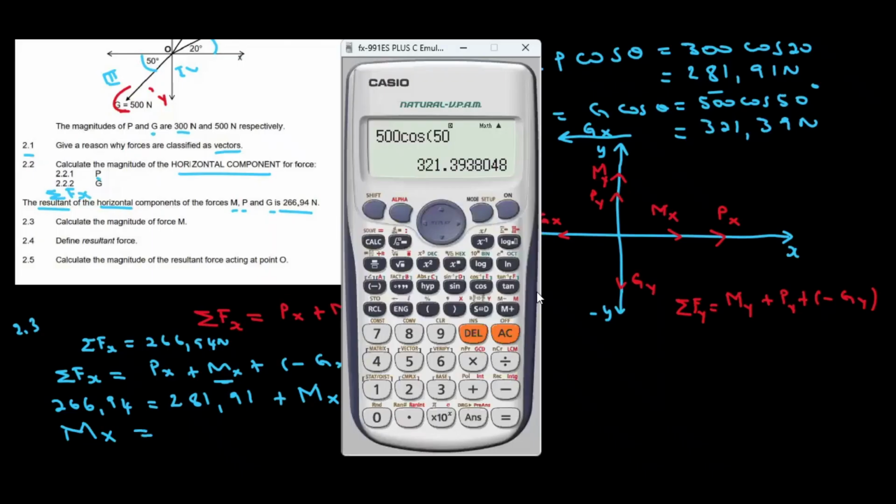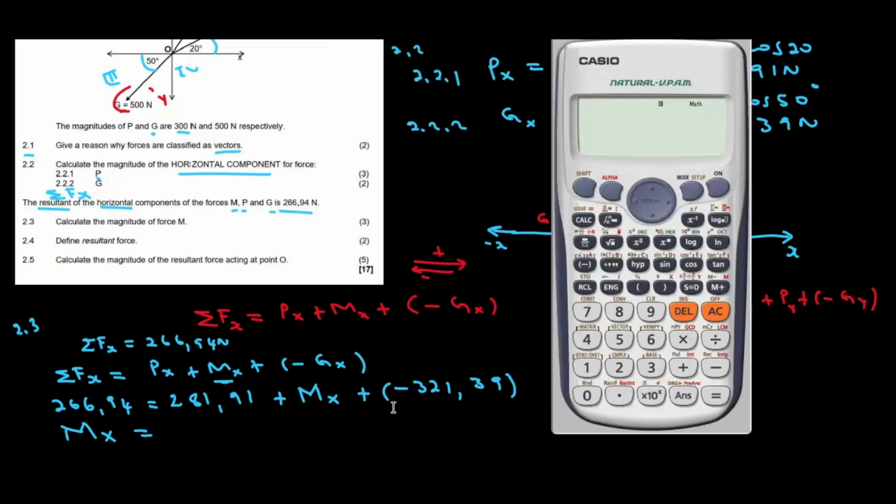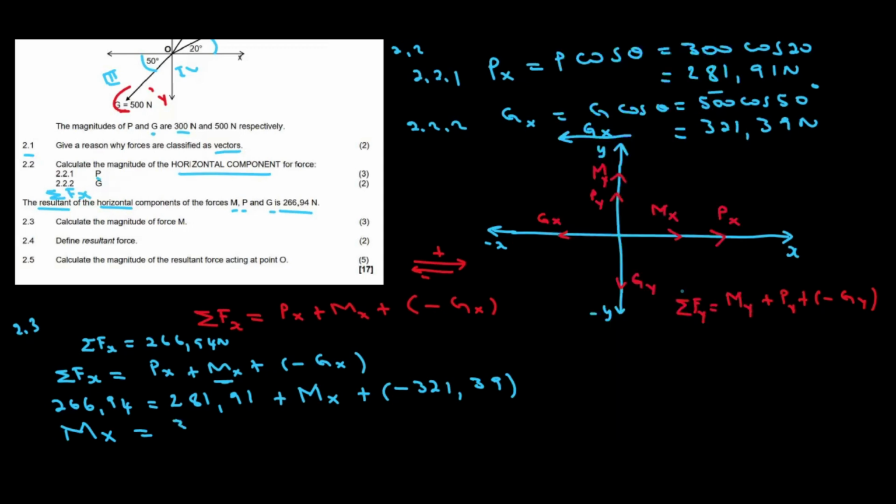Let us bring the calculator. So this is going to be, now we have to transpose it, and this is going to be 266.94, and we need to say minus 281.91, and we need to add 321.39. Okay, so this gives us 306.42. So this is 306.42 newtons. Right, we know that it is to the right, but we're not going to write it there.